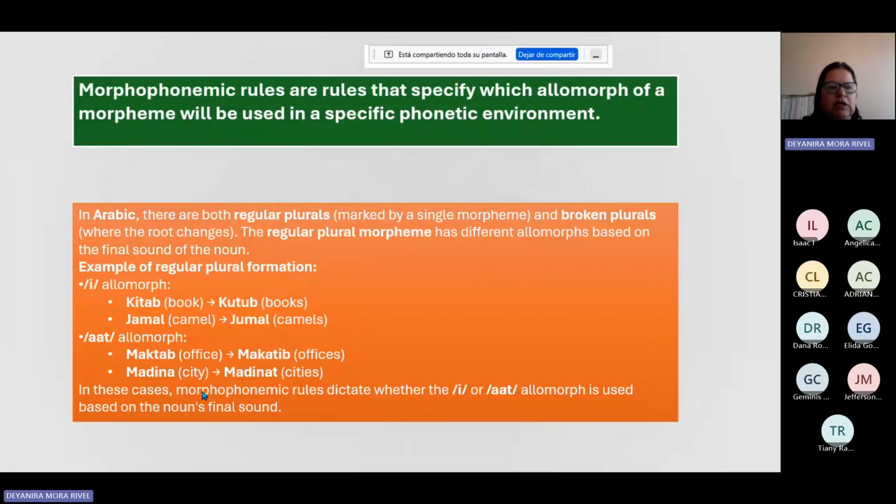So it says that there's a rule that says whether e or at is used to make the plural based on the noun's final sound. Okay, I still didn't understand it, but that is the rule. It depends on the sound whether they choose one way of making the plural or the other way.